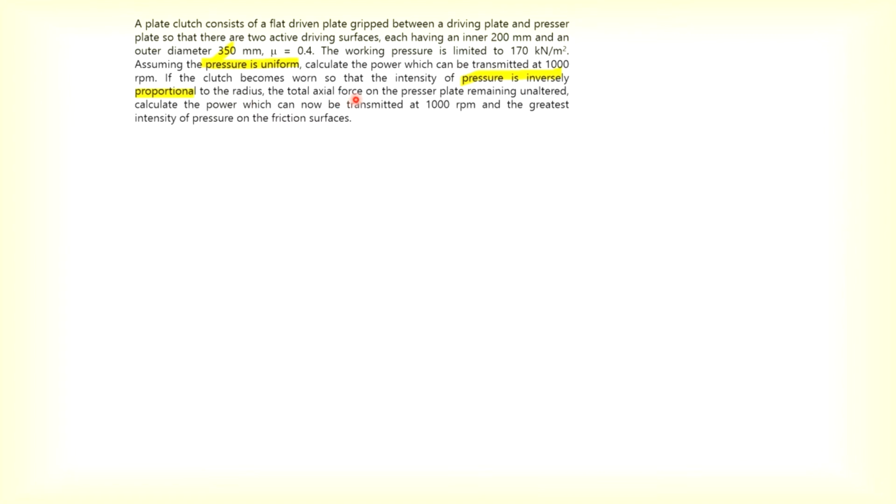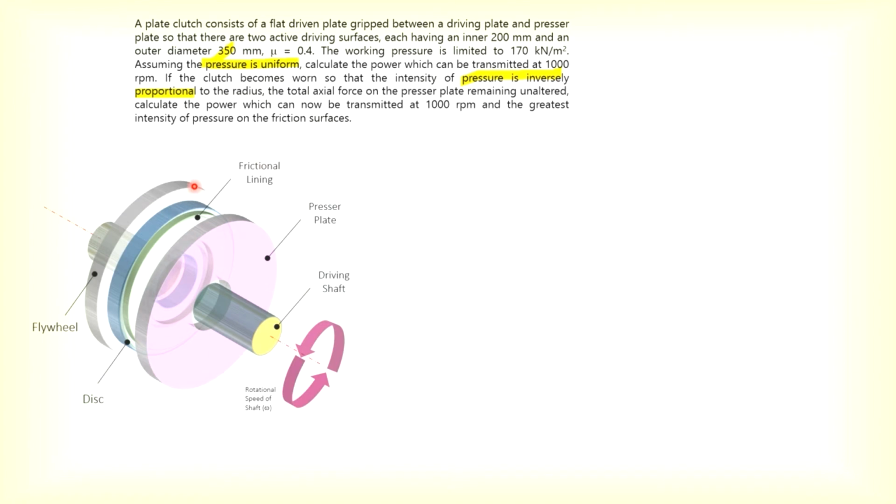Now the total actual force on the pressure plate remains unaltered. So that means once you calculate the actual spring force, which initially is under uniform pressure theory, then when you apply uniform wear theory, the actual spring force would remain the same. So that means the W will be the same for uniform pressure theory and uniform wear theory. Now calculate the power which can be transmitted at 1000 revolutions per minute and the greatest intensity of pressure on the friction surfaces.